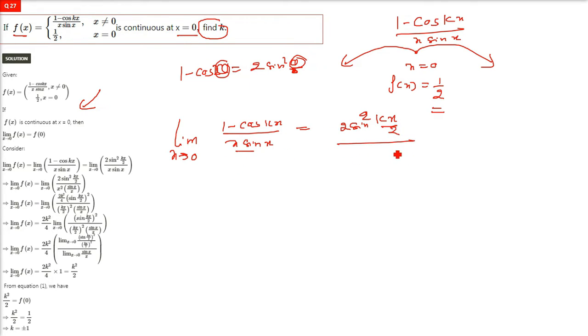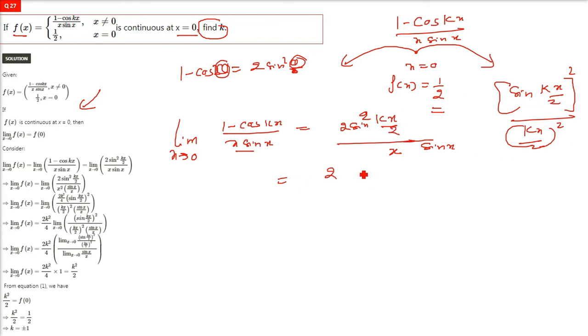Now here we have x sin x. Let me do it shorthand. This x is already there, sin x is there. So sine square kx by 2 is nothing but (sin kx by 2) whole square. And when we divide it by (kx by 2) whole square, the sin theta by theta form will be there. So we divide by (kx by 2) whole square and multiply the same in the numerator.